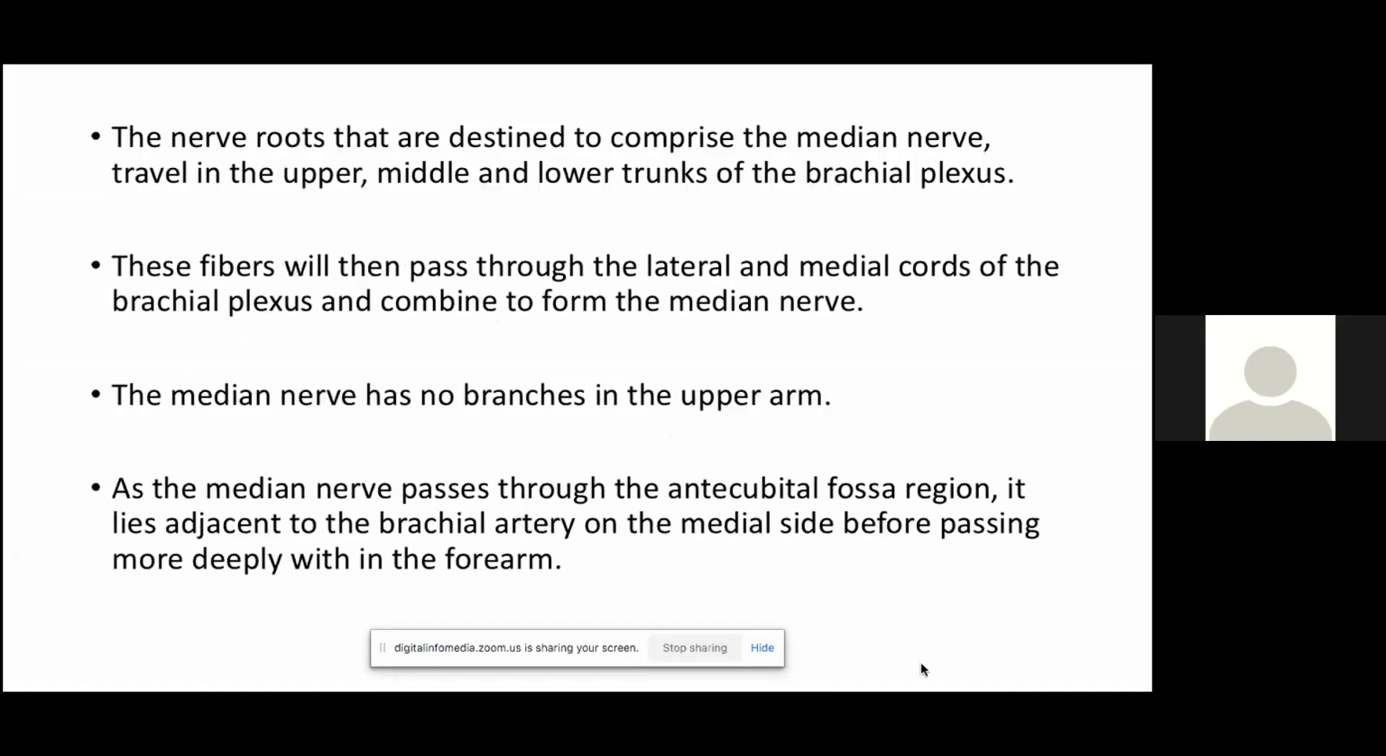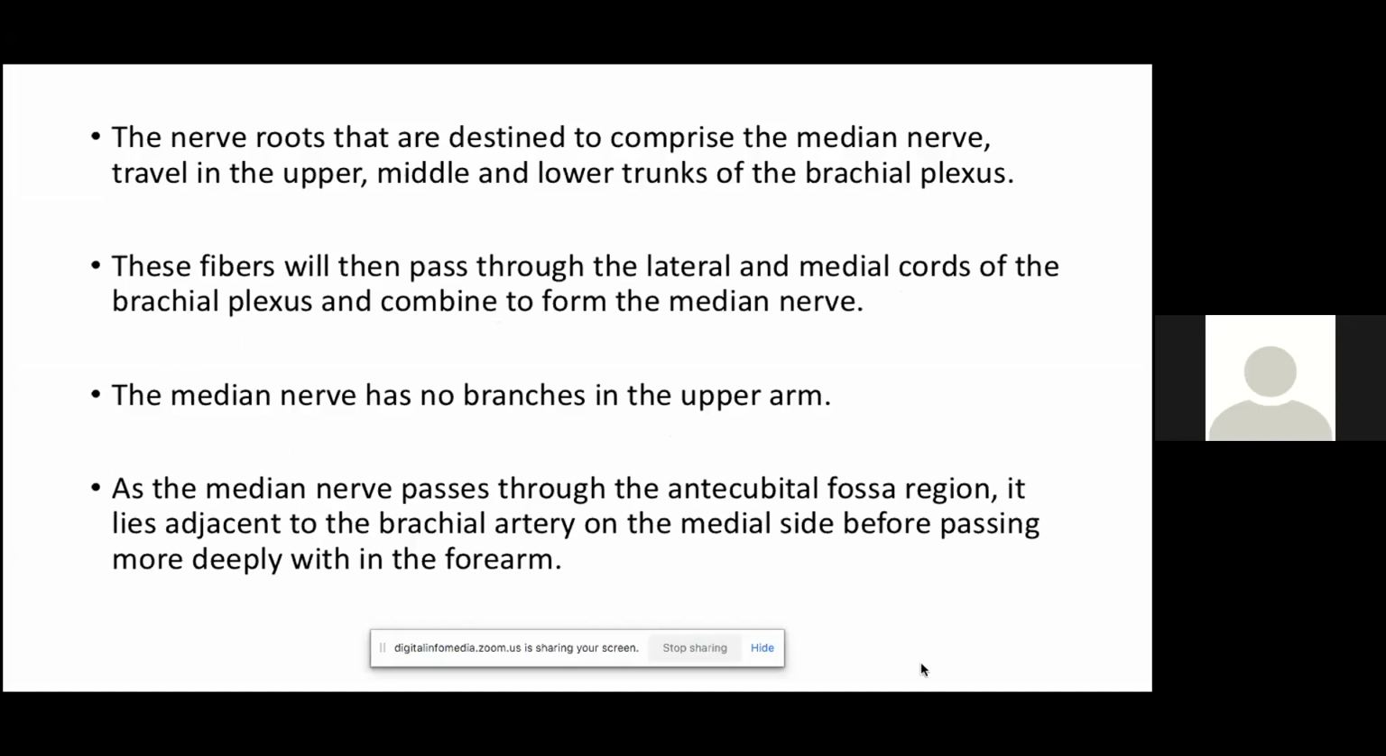The nerve roots that are destined to form the median nerve travel in the upper, middle, and lower trunks of the brachial plexus. These fibers then pass through the lateral and medial cords of the brachial plexus and combine to form the median nerve. So this is the basic anatomy of the median nerve. The further details, the physiology and the surgical aspects, the other speakers will tell.